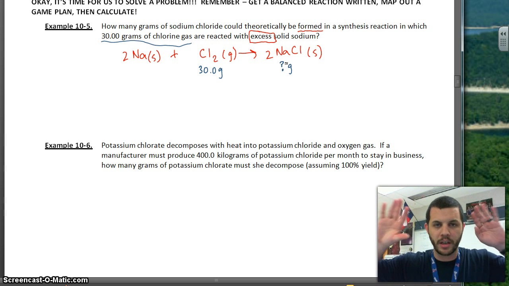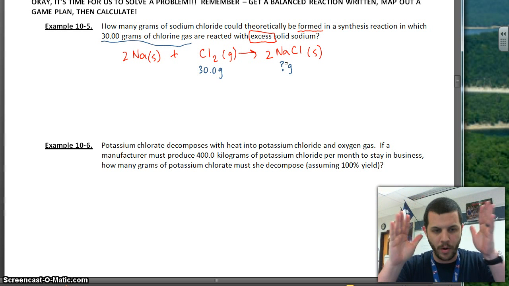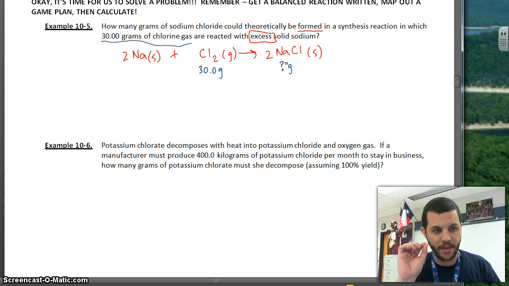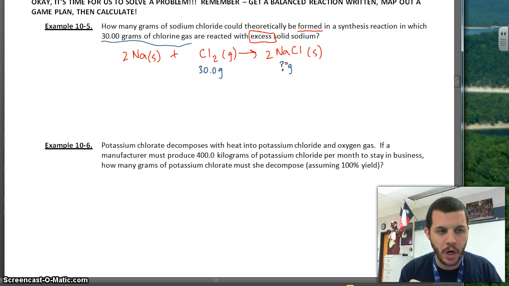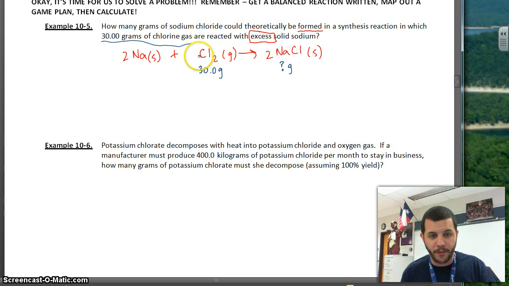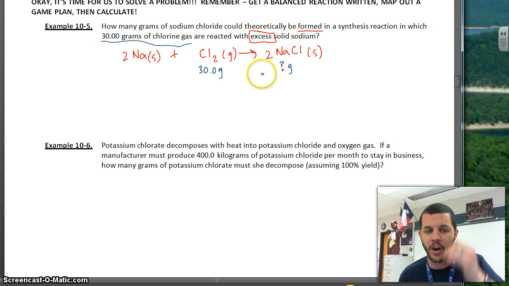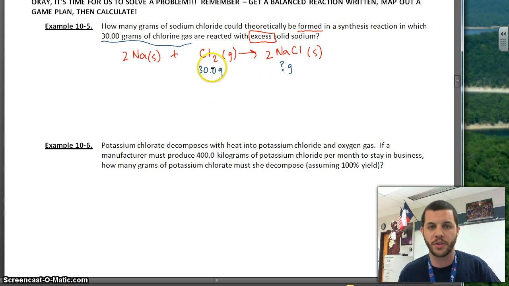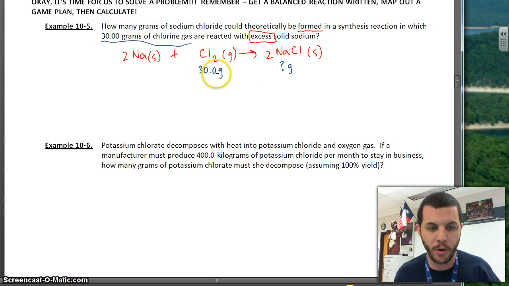This is the biggest part of the video. This is the biggest part of the unit right here. We're getting ready to do the key step, okay? We're going to do something called the mole road. And on the mole road, remember, the bridge to get from chlorine to sodium chloride is through moles, okay? So what I need to do is convert 30 grams to moles. So watch what I'm going to do. I'm going to go on the mole road by going from grams, I'm going to draw a little arrow, and I'm going to go to moles, okay?